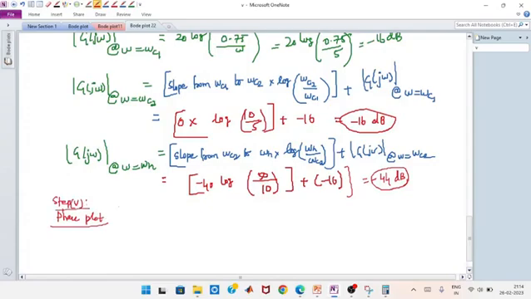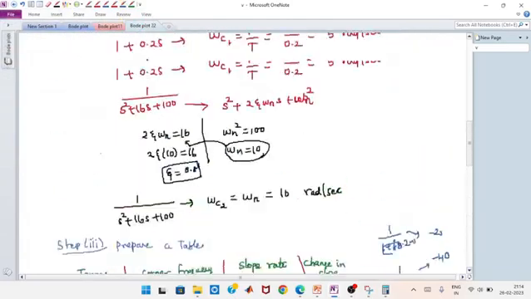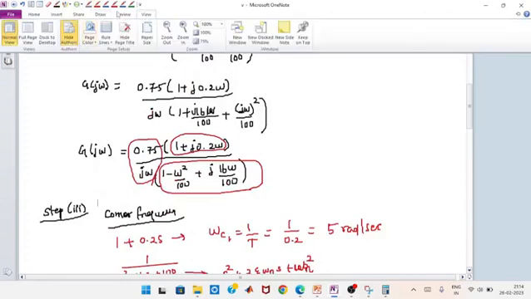For the phase plot, which equation do we have to consider? We know it, right? We have to consider G of j omega. So what is G of j omega? This one, right? So this equation I am going to consider.